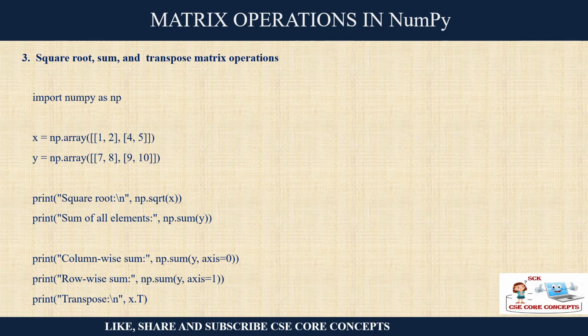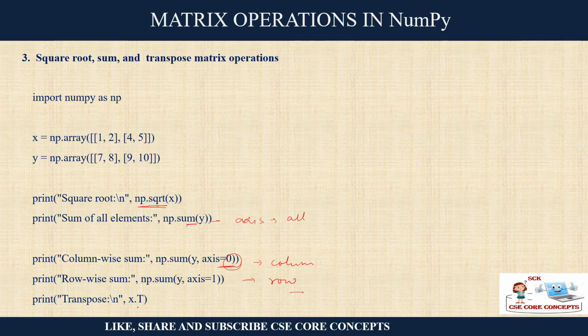Now again, you have certain functions. If you want to find the square root, the function is np.sqrt. If you want to sum up all the elements of the matrix, that is sum. Column wise sum, if you remember in my previous video I discussed dot sum. If you are not mentioning anything about axis, then it will sum up all elements. If you write axis 0, it will perform column wise sum, and axis 1 will perform row wise sum. Understood? So this is all done.